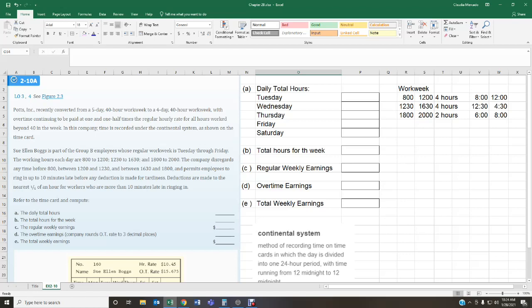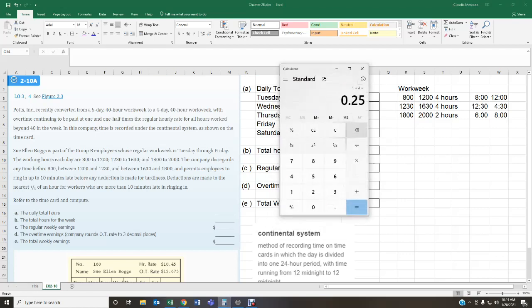Deductions are made to the nearest 1/4 of an hour for workers who are more than 10 minutes late in ringing in. So that is very important. So if an employee is more than 10 minutes late, they're going to get docked 1/4 of an hour. So what does that equate to? Well, you get 1 divided by 4, and that means that if you're late more than 10 minutes, you're going to get docked 0.25 hours.